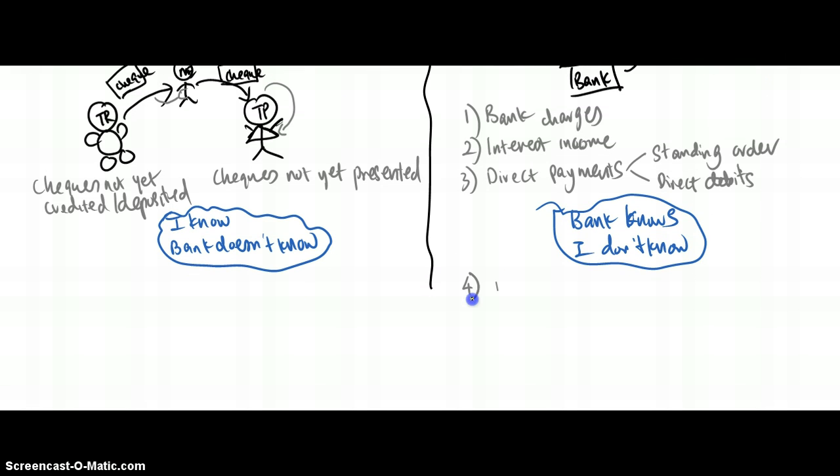So now let's go on to number 4. We have another one, direct deposits. What are these direct deposits? Sometimes we call them credit transfers. These are what we also know as bank transfers. If you have had the chance of transferring money to your friend, that's a bank transfer.